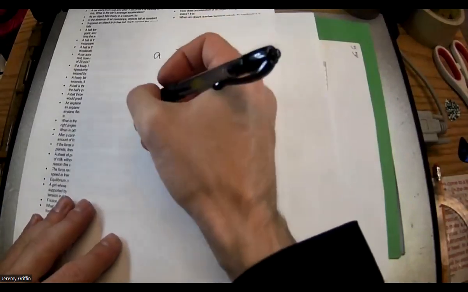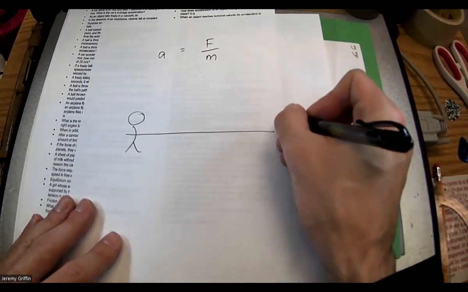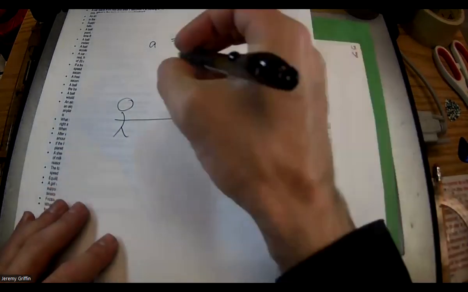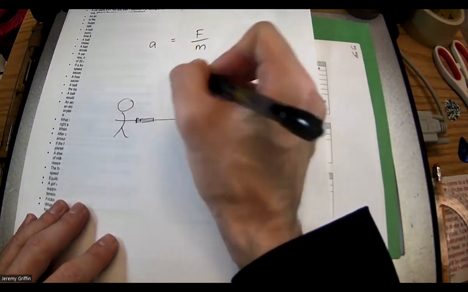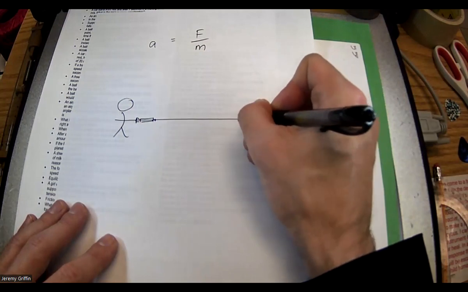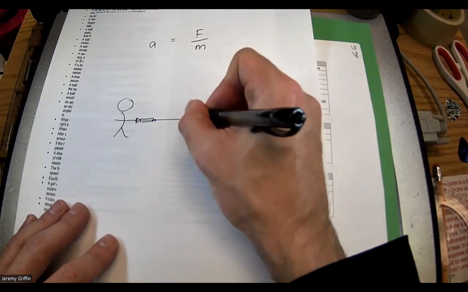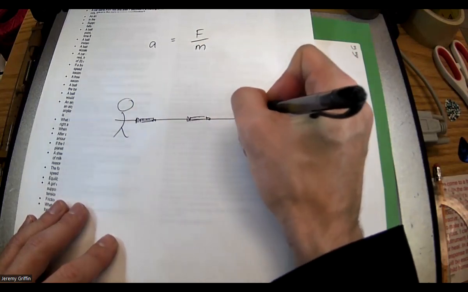Here, let's take a look at this. So, okay. Couple of guys pulling. Okay. So maybe this guy has a spring scale. Throw on a spring scale right here. Okay. Maybe this guy, throw on a spring scale. Hey, maybe we could throw on a spring scale right in the middle. Okay, the spring scales could tell us what the force readings are, right?